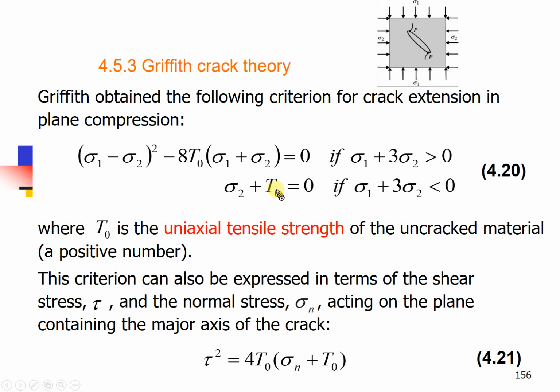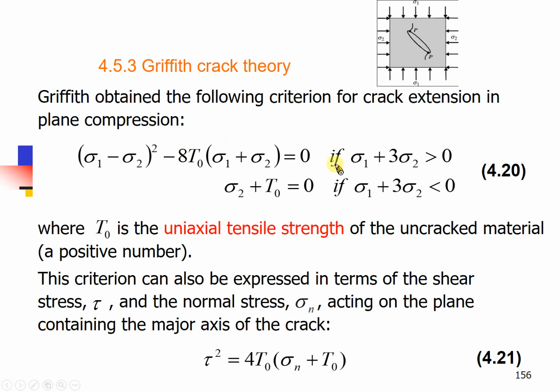So this will be the failure criterion. You can find the failure criterion will have two parts. The first part will be this combination, and the other part will be this combination. That means the failure criterion has two functions. Below this threshold, you will use one curve to describe the failure criterion. Above this threshold, you will use another equation to describe the failure envelope. And T0 will be the tensile strength of the material.